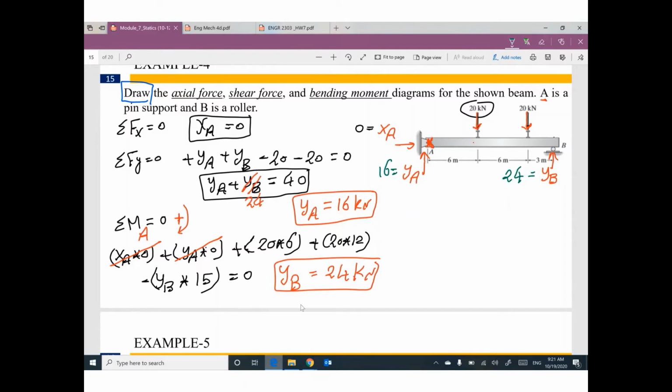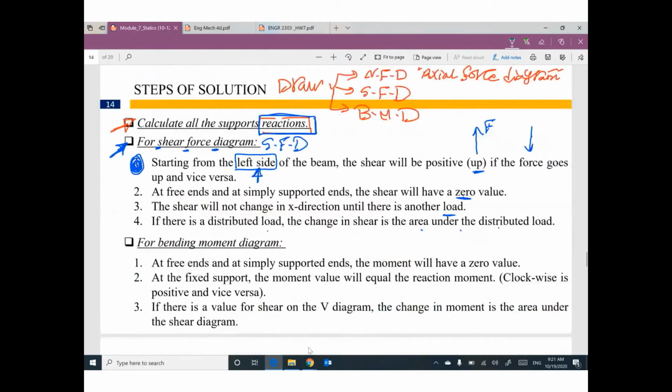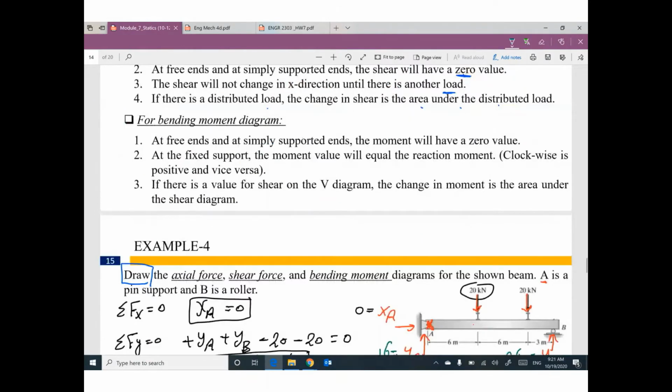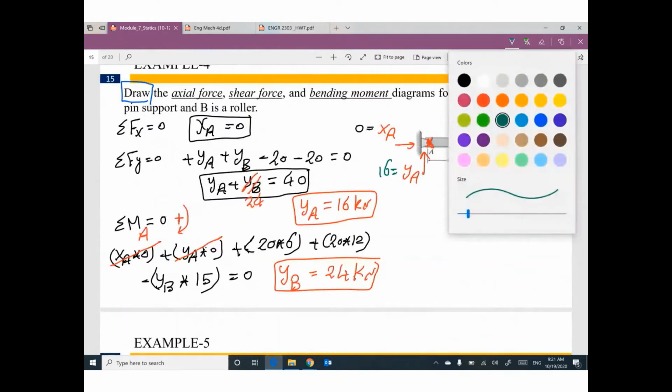Second step. I'm done calculating reactions. If you have a force coming up, go up. If you have a force coming down, go down. But start from what? Left. If you would like to draw the shear force diagram. But before shear, I would like to draw the normal force diagram, or axial force diagram. What should I do?